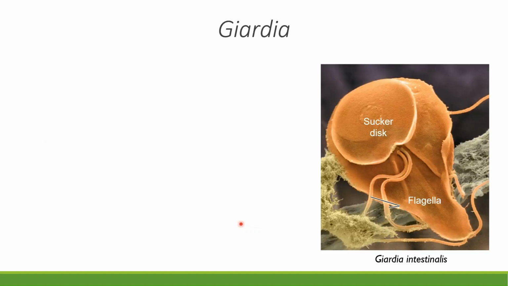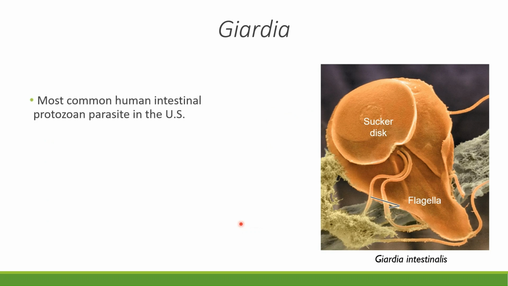All right, here is Giardia, and Giardia is important to talk about because it is the most common human intestinal protozoan parasite in the US, bar none. It's present on basically every waterway you can imagine. This is the chief reason why you don't want to drink water when you're out and about on a hike, because there's a good chance that Giardia is lurking around in that water.